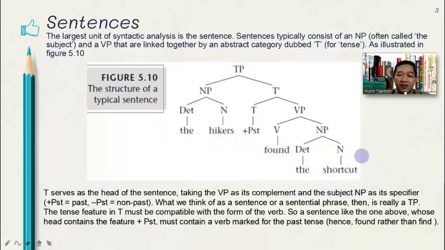In Indonesian, the hiker is perhaps someone who likes traveling in the mountains.